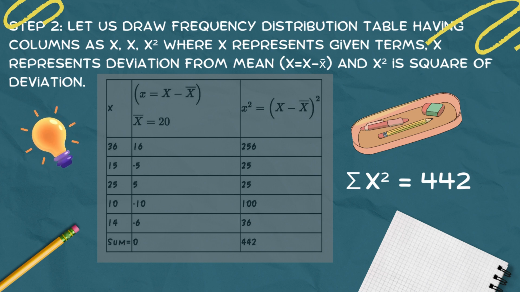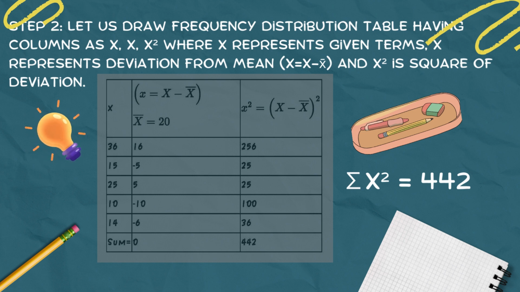Then it followed negative 5 because 15 minus 20 is negative 5, then 25 minus 20 is 5, then 10 minus 20 is negative 10, then 14 minus 20 is negative 6. The third column will just square the answers of the second column.